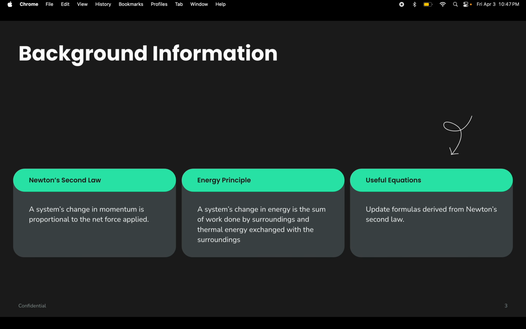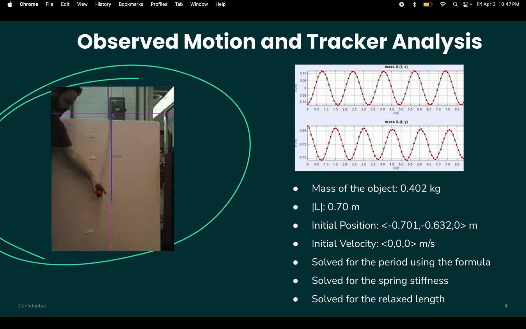And then the energy principle, on the other hand, focuses on energy instead of force, and it states that the change in the system's total energy is equal to the work done by the system, or on the system, plus any thermal energy transferred. In an ideal situation where no energy is lost to the surroundings, the total energy of the system should remain constant. In this lab, we used both these ideas together. Newton's second law helped us build the equations for motion, while the energy principle helped us evaluate whether our model was physically accurate.